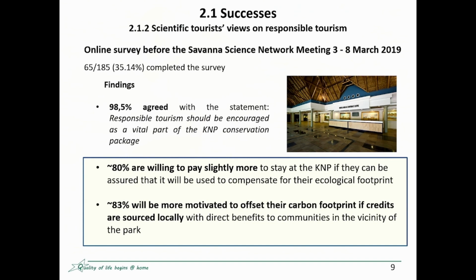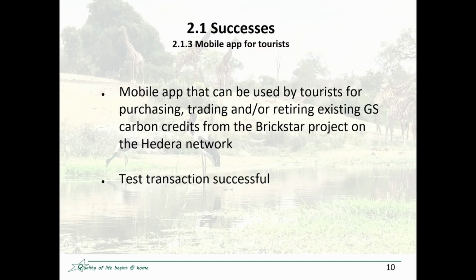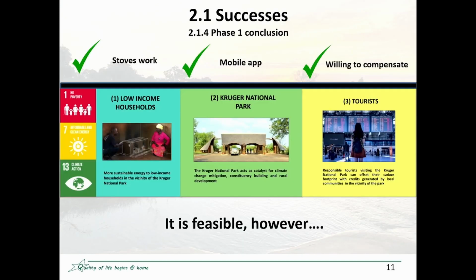And what was interesting is that we found that 80% of the respondents that completed the questionnaire were willing to pay slightly more for their visit to the Kruger Park if they can be assured that the compensation will go for their ecological footprint. And 83% will be more motivated to offset their footprint if credits are sourced locally. We also built a mobile app and we did our first transaction successfully.